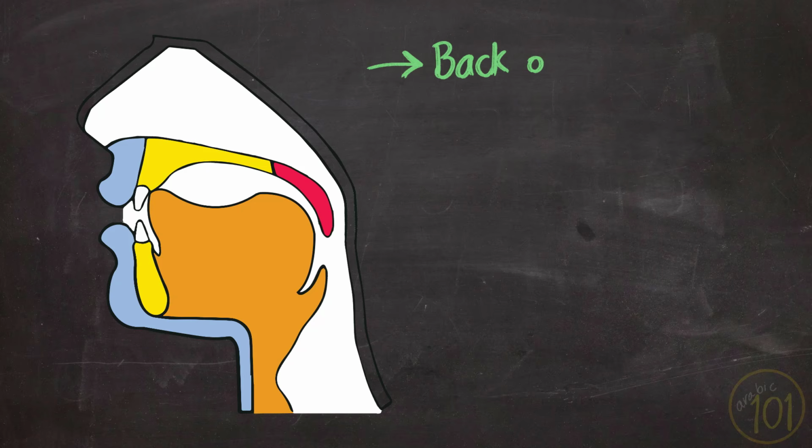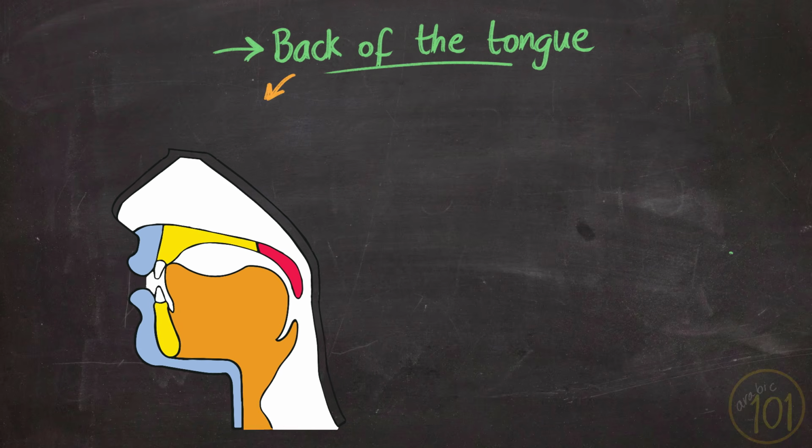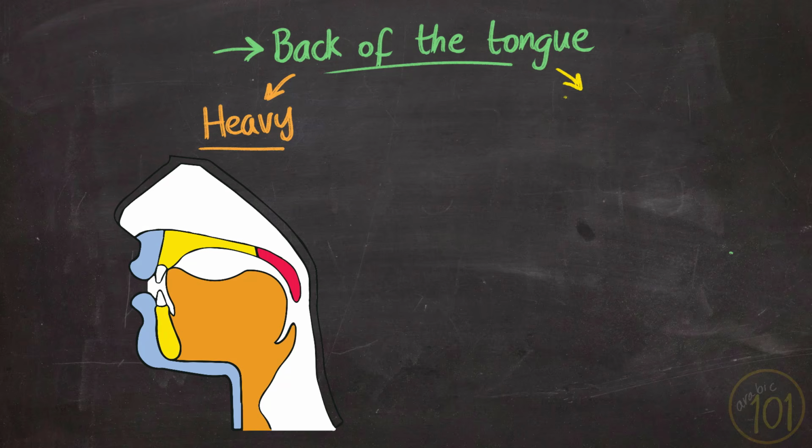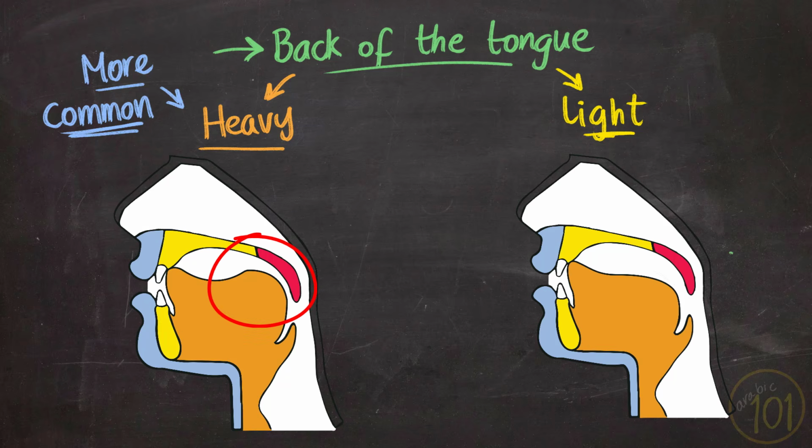Third, the back of the tongue. Since we have two versions of ra in the Quran, a heavy ra with tafkhim and a light ra with tarqiq. For the heavy, full mouth ra, and this is the more common one in the Quran, the back of the tongue is raised, which is the case for any letter with tafkhim.